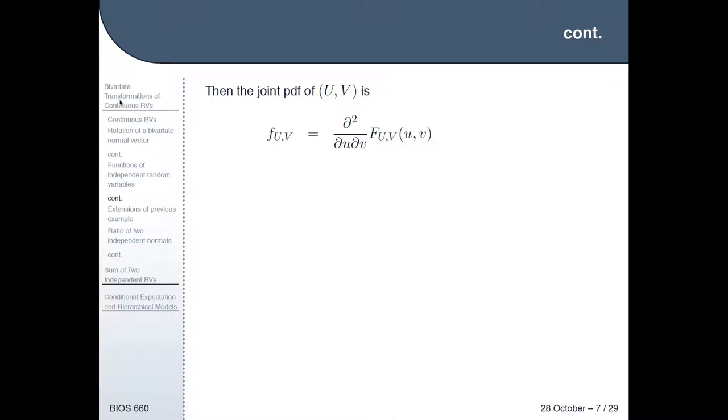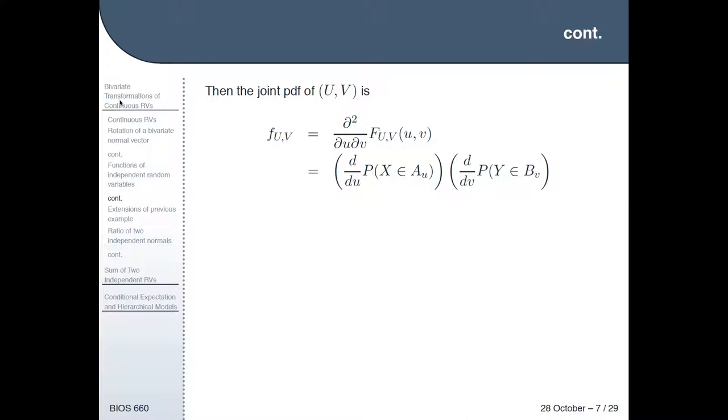The reason I didn't write the punchline is because I'm still writing the proof. Sorry, okay. So the joint PDF of u and v is just, take the partial of this joint CDF with respect to u and then with respect to v. And so from the previous slide, we showed that that's the probability that x is in A sub u and y is in B sub v.